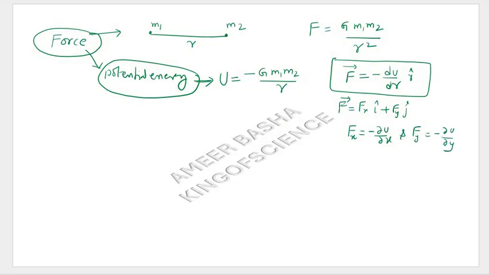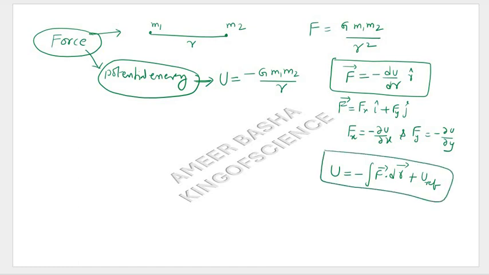Suppose you want the energy from the force. That energy is equal to the integration of F dot dr, and of course there is always a reference potential energy, that constant. This relation will help you determine the potential energy from the force, and the earlier relation will help you determine the force from the potential energy. So this is all about force and potential energy.